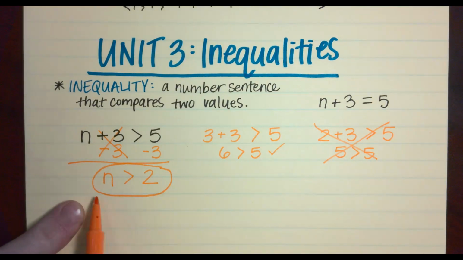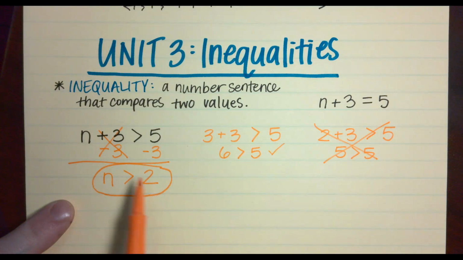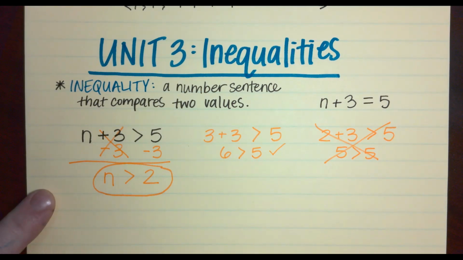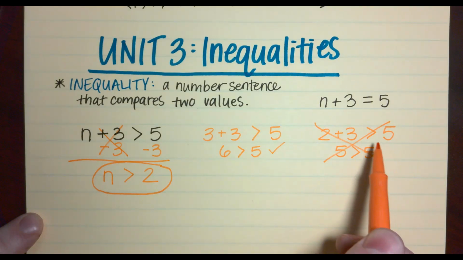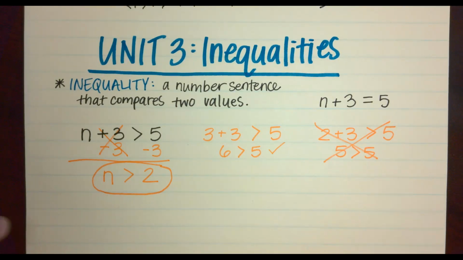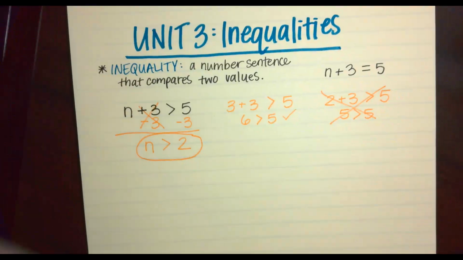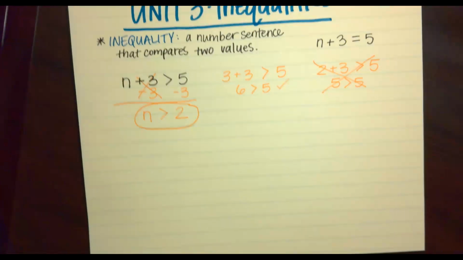So the difference here is that our answer, when we say that n is greater than 2, it is any number that's bigger than 2, but it is not including 2. It is not 2. 2 does not work. It could be 2.1. It could be 2.2. It could be 10 million, but it cannot be 2 because it will not make a true number sentence. Okay, let's do another one of those. We're going to do a little bit of practice solving these and understanding what our answer means.